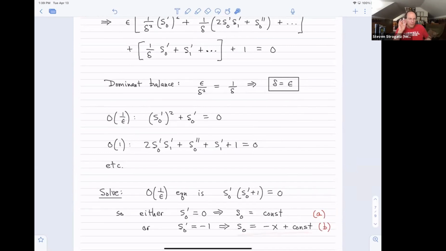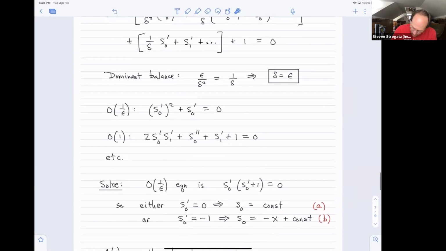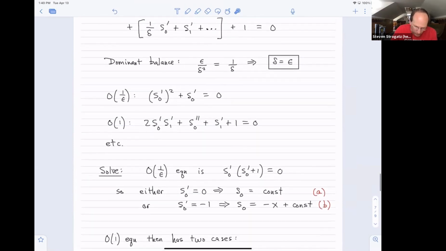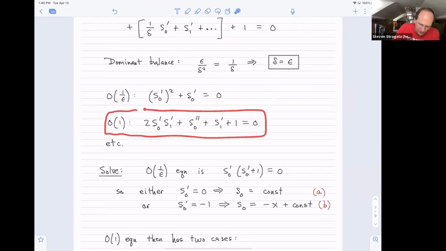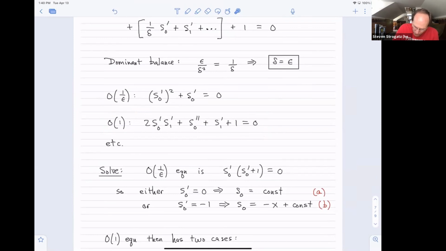So we have to keep those 2 cases in mind, and those 2 are going to give us my 2 linearly independent solutions that go into the general solution of this ODE. So anyway, there's case A, there's case B. Now we have to keep those 2 cases in mind when we go to the next order, at order 1. So now I have to deal with that equation. Let's suppose I think about case A. I use this information, but now feed it into the order 1 equation.